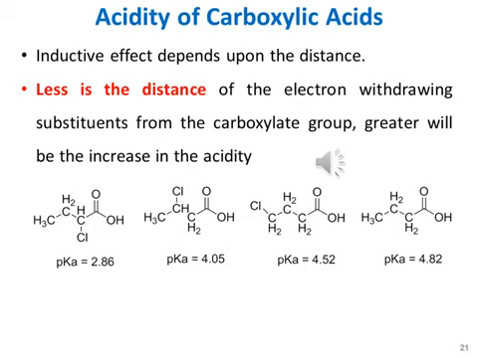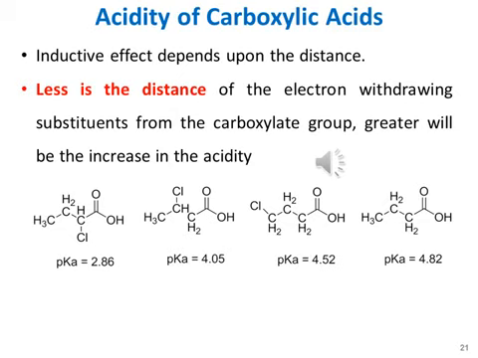And similarly, 4-chlorobutanoic acid is much weaker than 3-chlorobutanoic acid, because in 4-chlorobutanoic acid the chloro substituent is at the farthest position compared to 2-chlorobutanoic acid. So you may say that in this series butanoic acid is the weakest acid, whereas 2-chlorobutanoic acid is more powerful, or more acidic, than butanoic acid because of the inductive effect.